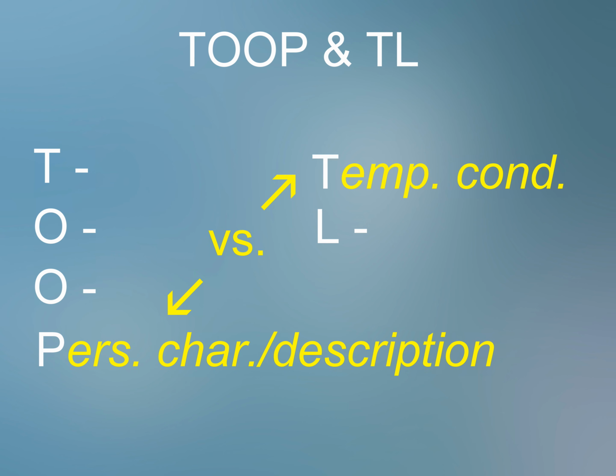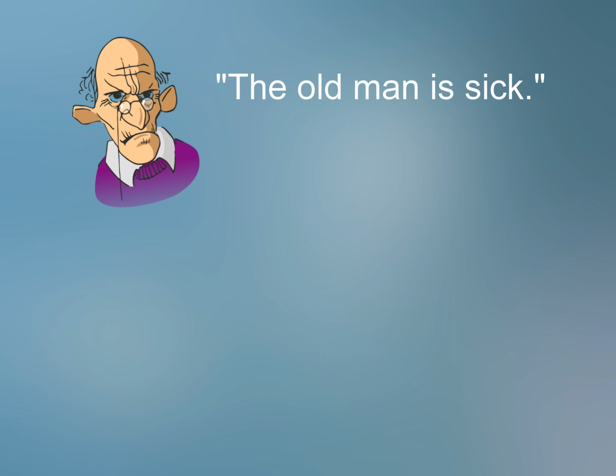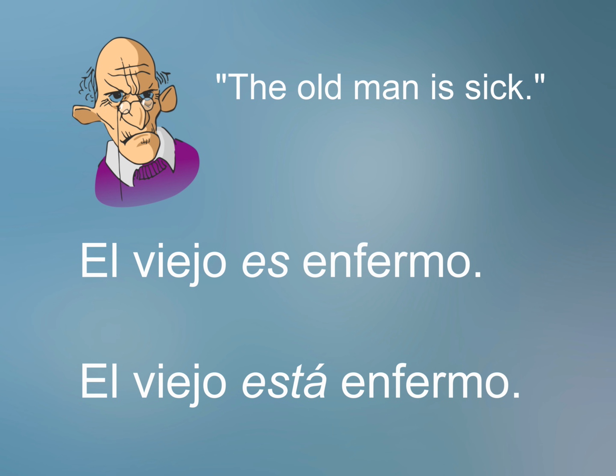It is with the concept of personal characteristic and description versus temporary condition or feelings that some confusion and some subtleties arise. We will be applying the TOOP and Tender Loving device in the following discussions. These sentences appear similar, yet have different interpretations. El viejo es enfermo. El viejo está enfermo. The use of ser in the first sentence applies the concept of a personal characteristic. The use of estar in the second sentence applies the concept of a temporary condition.